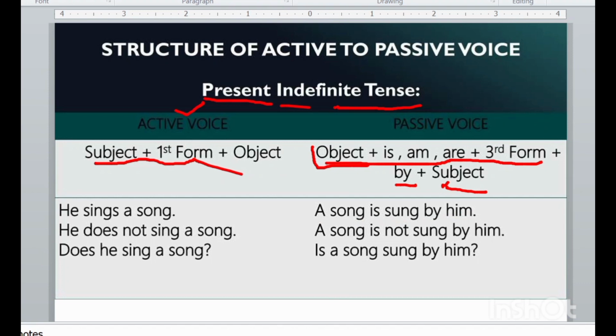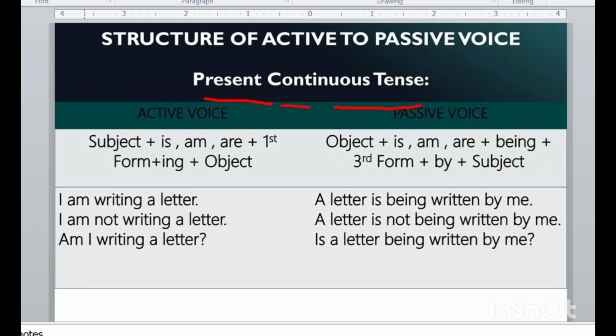Let's see what the present continuous tense is in this case. We will discuss the present continuous tense now. As you know, present continuous tense is used to talk about actions that are continuing and ongoing. We use is/am/are in present continuous tense like this.